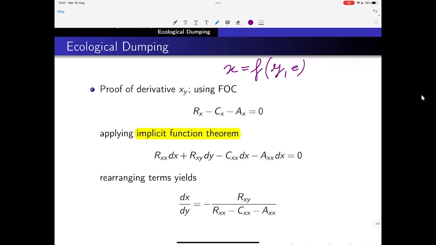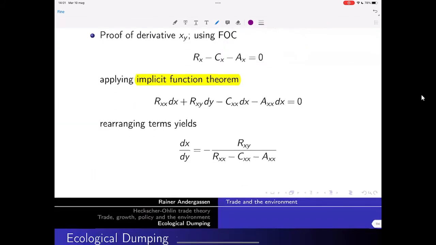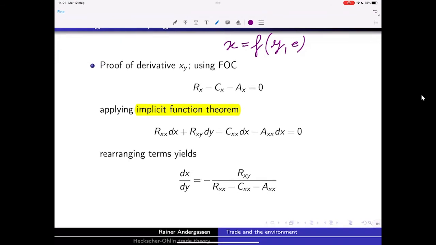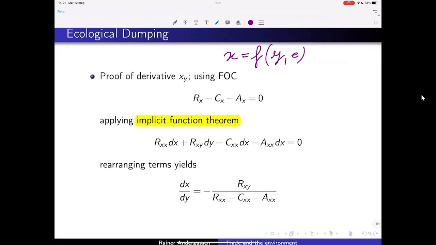What I would like to know here, yes, here I'm not using the implicit function theorem. I'm just taking the derivative. It's not necessary to invoke the implicit function theorem here, because what I have to do is just take the total differential and rearrange. The function is not implicitly defined, so that's why it's not necessary in this case.